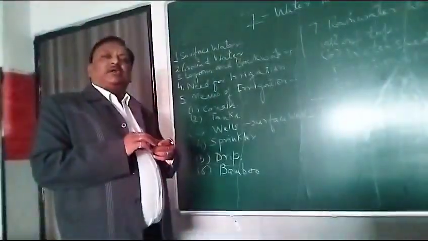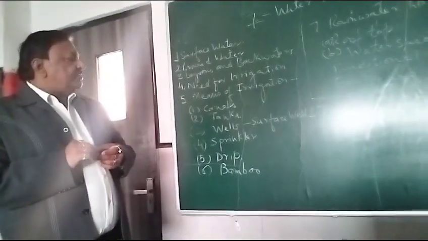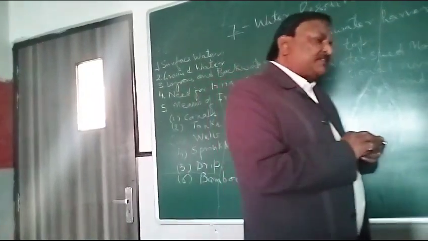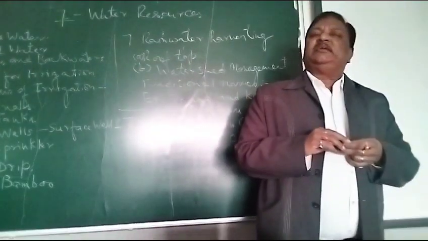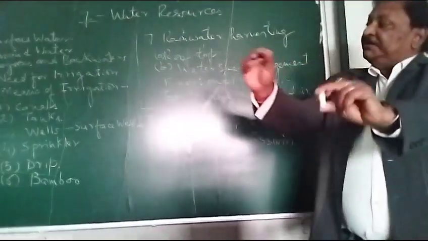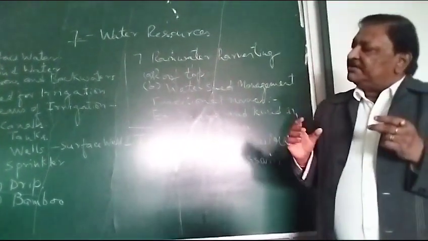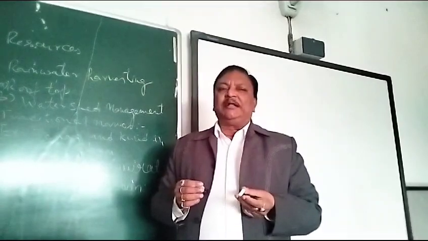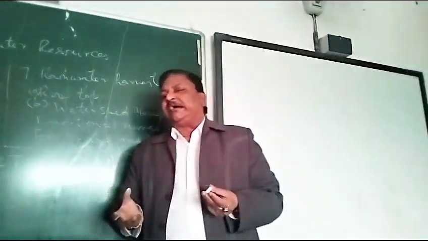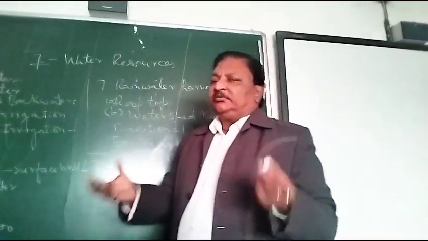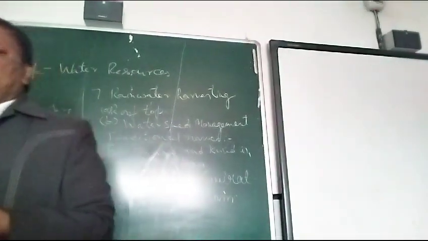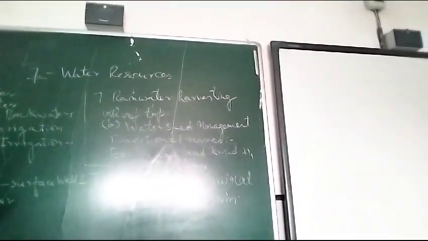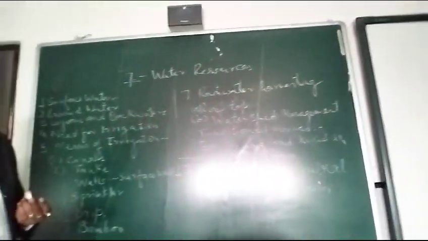Now let's see what the disadvantages of the inundation canal are. The first disadvantage is that during summer, when water is mostly needed in the fields and by other users as well, the canal may not have water, because the water level in the source from where this canal has been made may dry up, and therefore this canal may not have water.